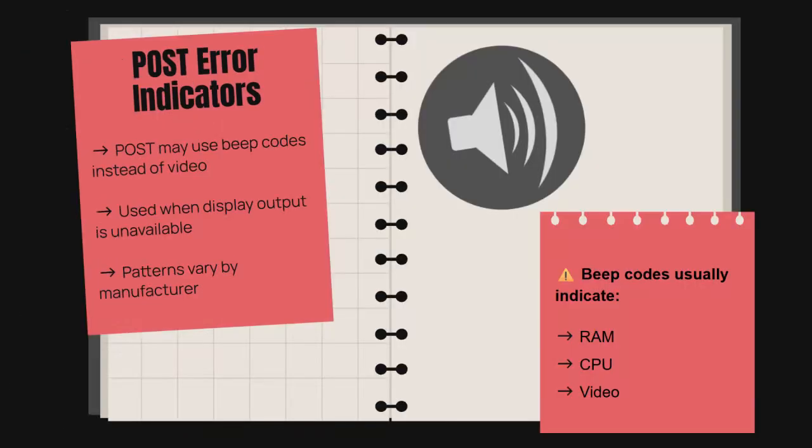Some PCs have beep codes, which are POST error indicators. When POST detects a failure, it may use beep codes instead of video output. These codes vary by manufacturer, so always consult vendor documentation. Beep codes almost always point to RAM, CPU, or video problems.